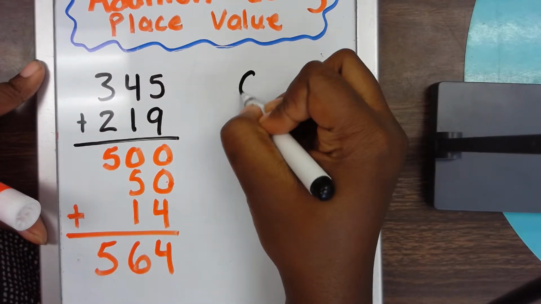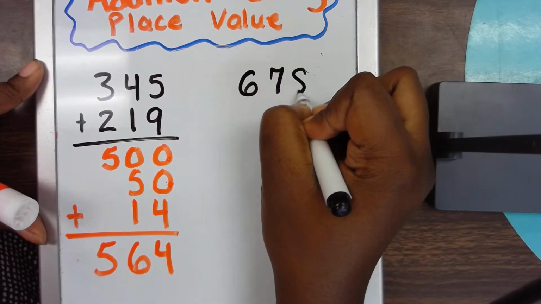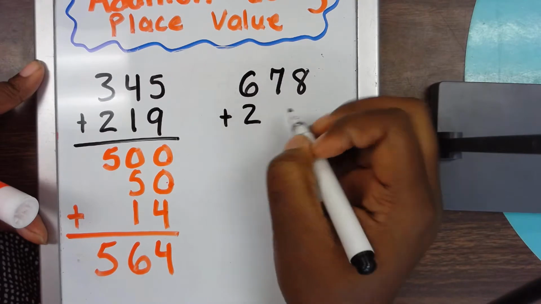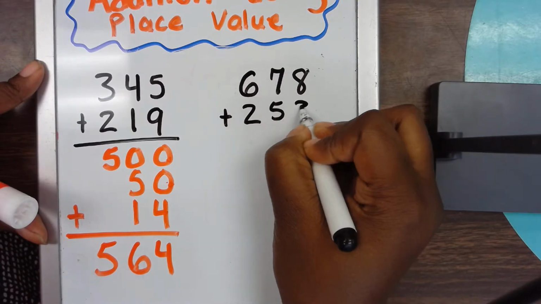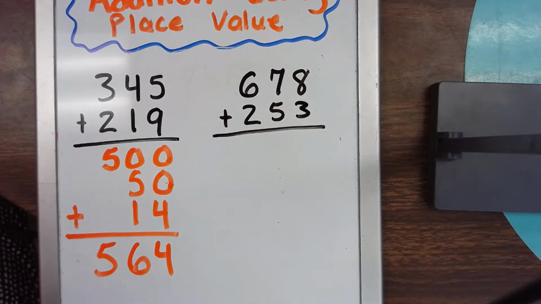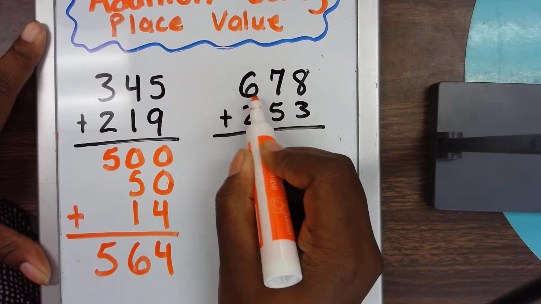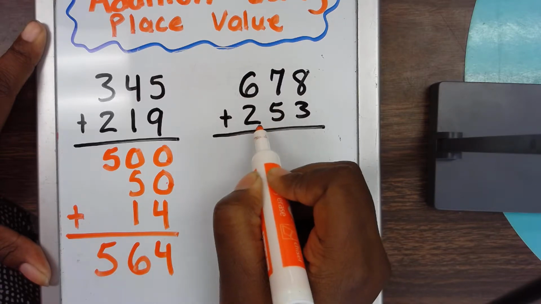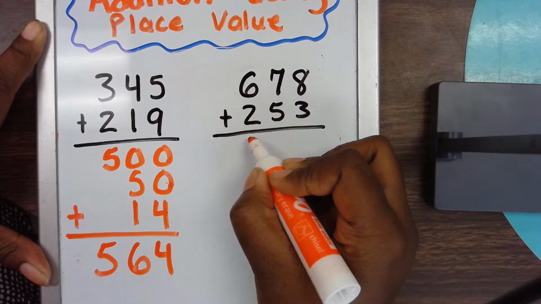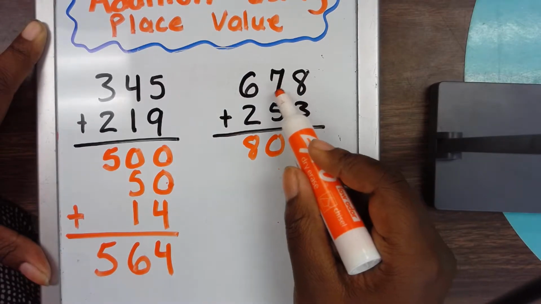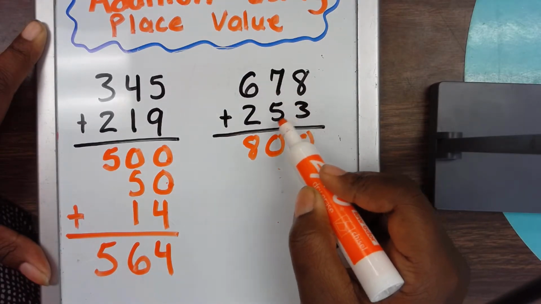Let's try 678 plus 253. So again, start in the highest place, the hundreds place. We have 600 plus 200 equals 800. We have 70 plus 50.